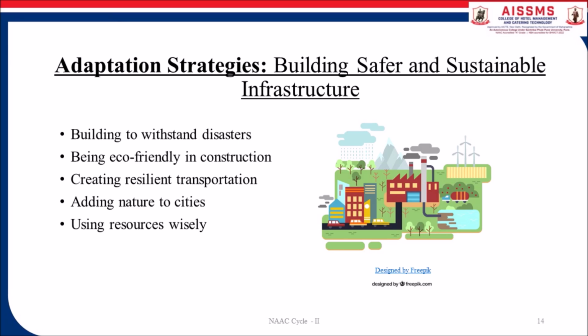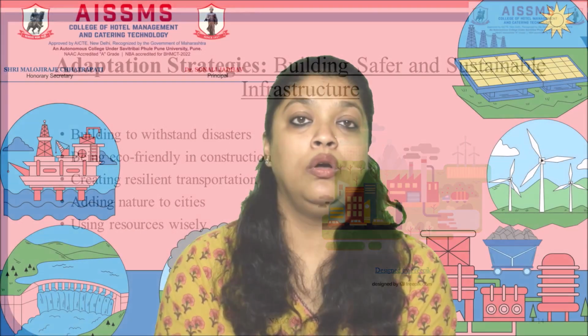Using resources wisely. When we build stuff, we try not to waste things like water, energy, and materials. We recycle what we can, use technology to save resources, and try to keep costs down while helping the planet.